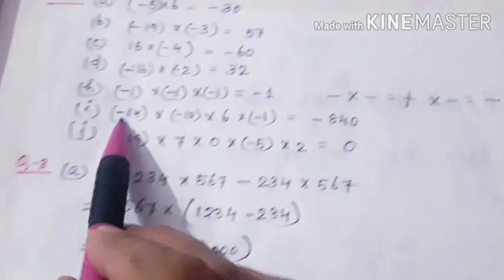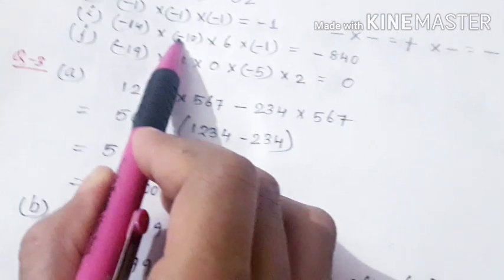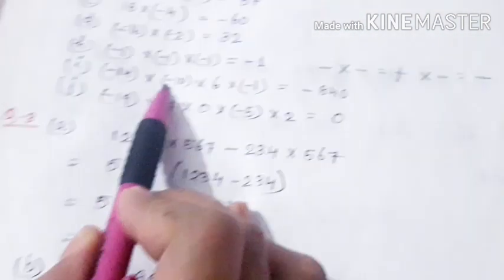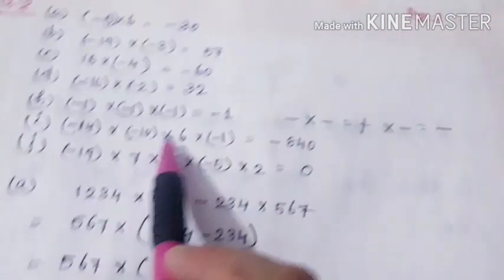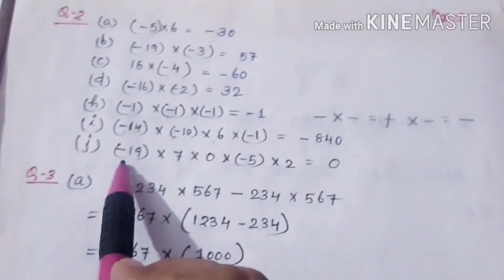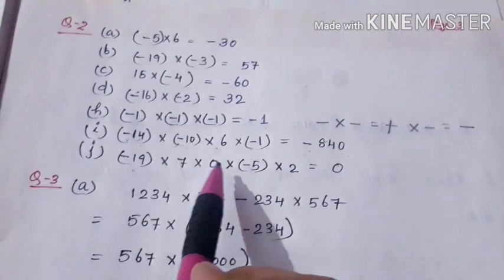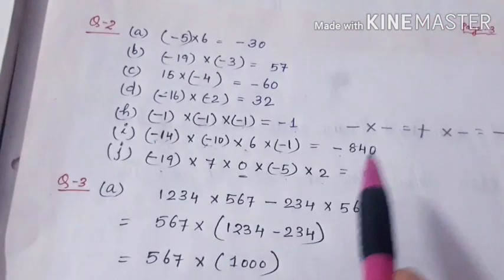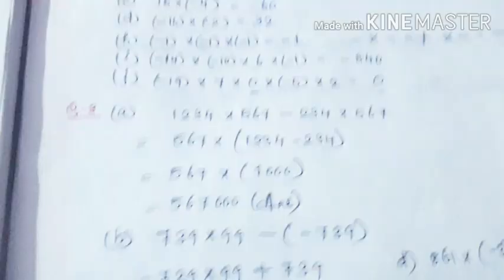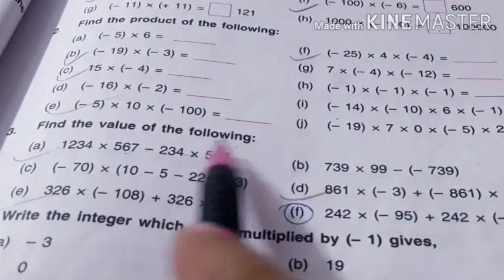That is the minus 1. Okay, then minus 14 into minus 10 into plus 6 into minus 1. Here, minus into minus, first you do the sign work. Minus into minus is plus, then plus into plus, then plus into minus is equal to minus. Then you multiply: 14 tens are 140, into 6 is 840. Okay, then here minus 19 into 7 into 0 into minus 5 into 2. What will you get? Here 0 is there, so only put 0. Okay, then question number 3. See what the question says. Find the value of the following.